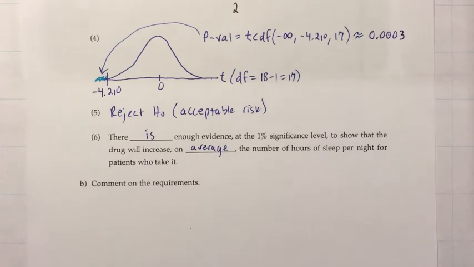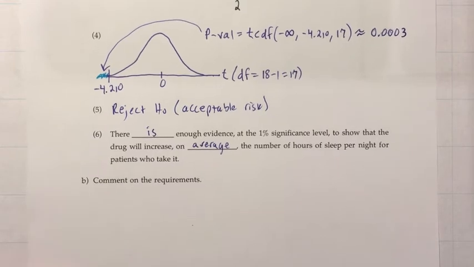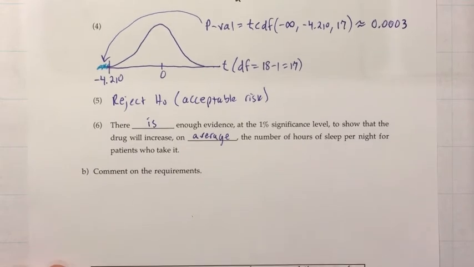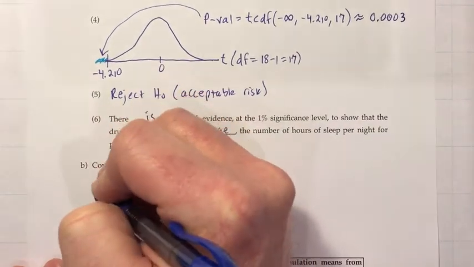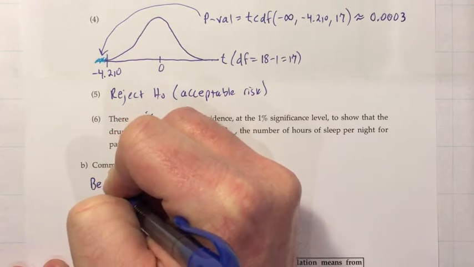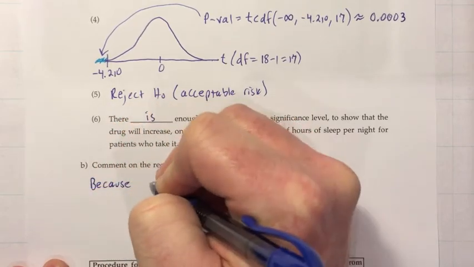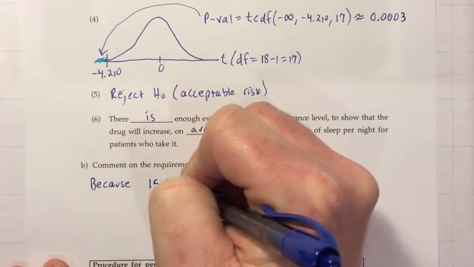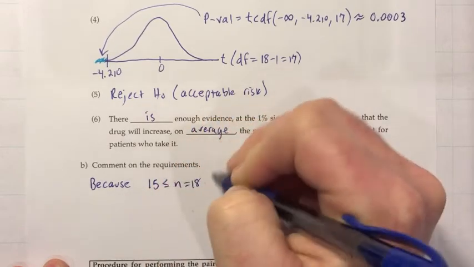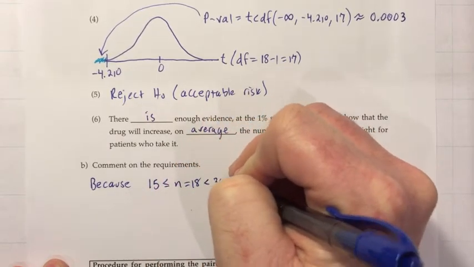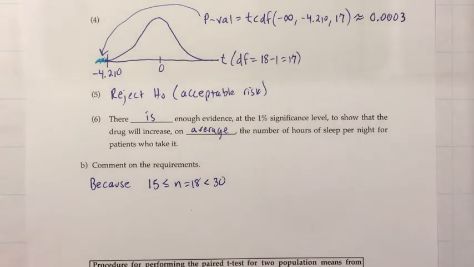All right, so now moving on to part B, comment on the requirements. This was a test about an average, so for those, we usually want to think about our sample size. Our sample size was 18, and when you're thinking about averages back in Chapter 9, you'd probably start off saying something like, because my sample size of 18 is bigger than or equal to 15, but smaller than 30, that makes it a medium-sized sample. So we would usually say something like, well, so we hope that our population is not severely skewed.